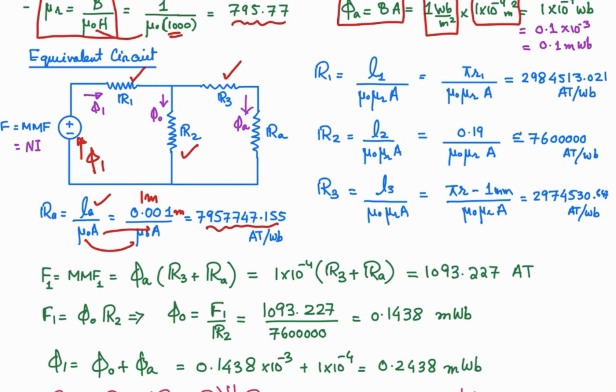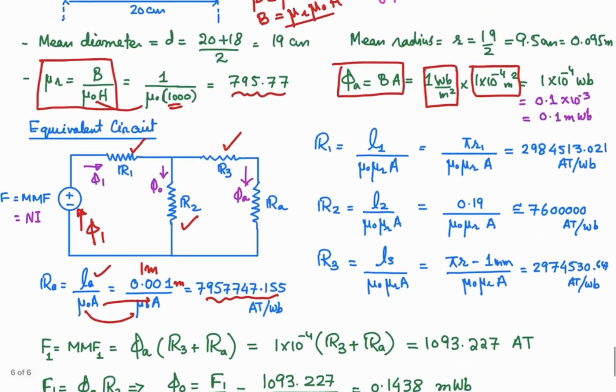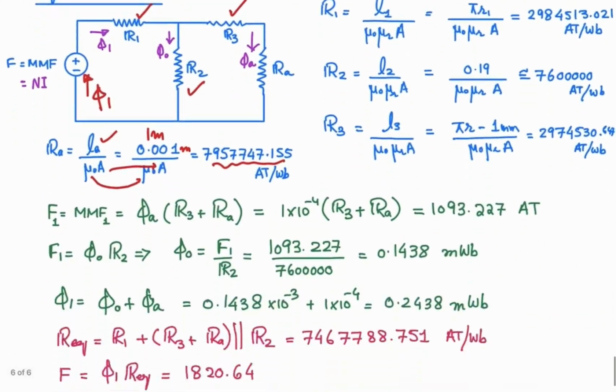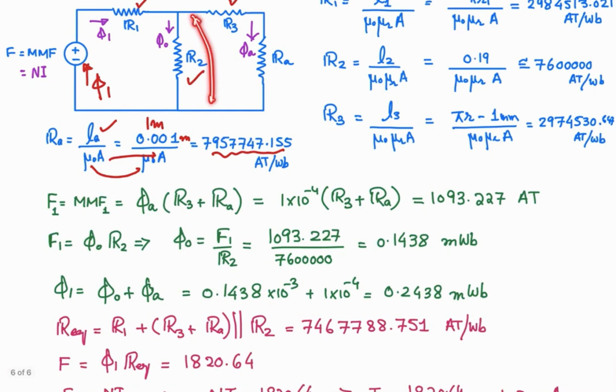Now let's look at what will be the MMF between these 2 points, or magnetic voltage between these 2 points. So we know R3, we know RA, we know this flux phi A, because that is 0.1 milliweber, and that will establish the required flux density of 1 Weber per meter square that is required over here. So we know that flux. So we can find out the magnetic voltage between these 2 points. So R3 plus RA into the flux, that will give you the magnetic voltage between, let's suppose this is point A and this is point B. So that is equal to 1093.227 ampere turn.